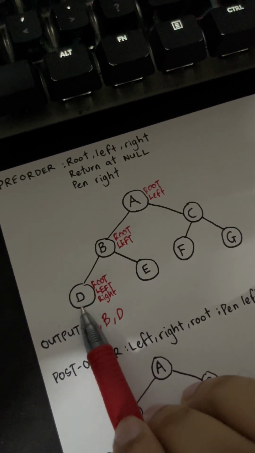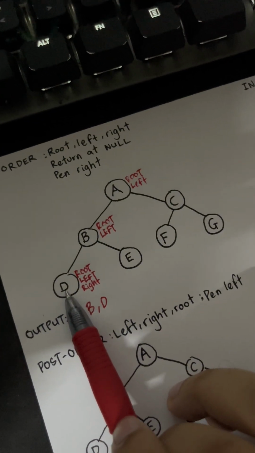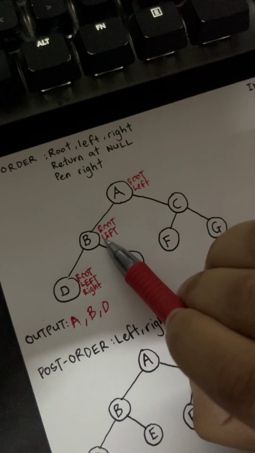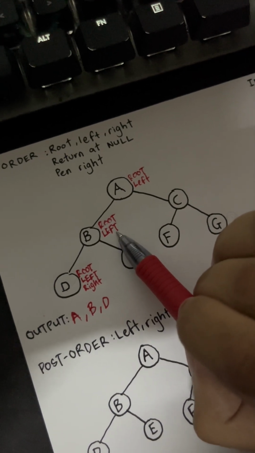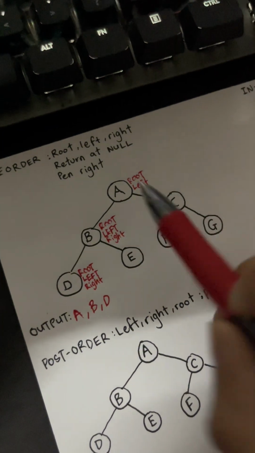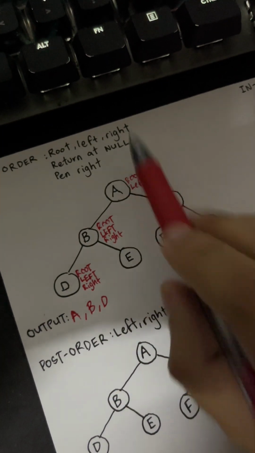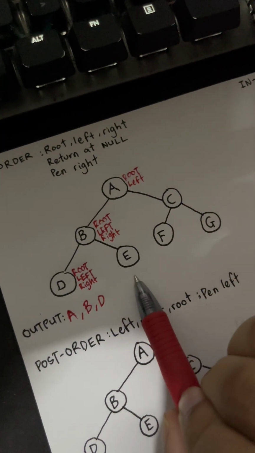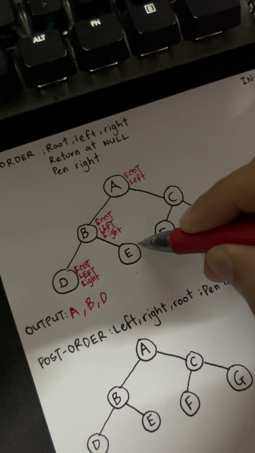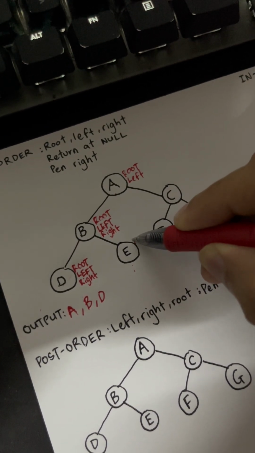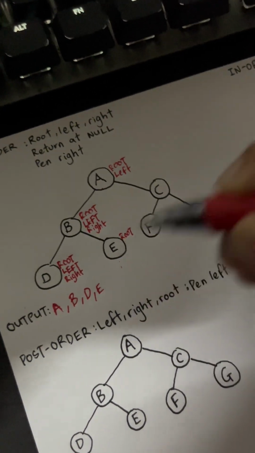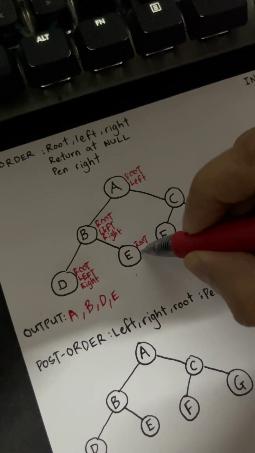So from here, we will return back to where we came from, which is B, right? Now at B, we've done root, we've done left. That means we have to complete go right. Okay, so following these steps, root, left, right. Now from here, go right. At E, the first step is root. So we will print. And then next is go left.